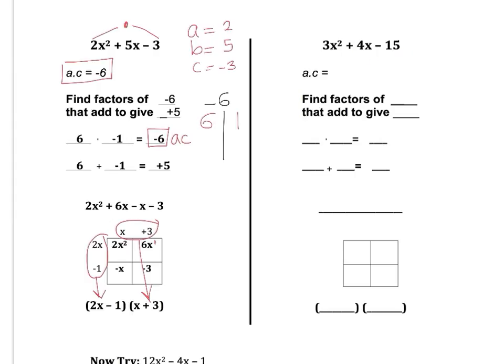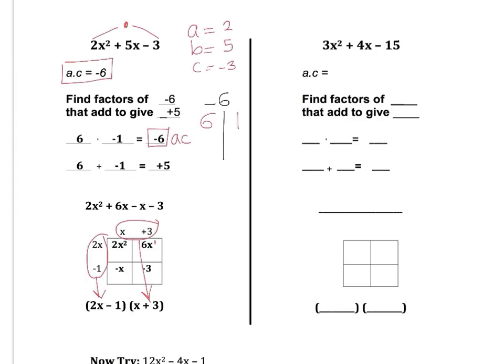So let's see, should I use the box method? Let's check. I have 3 terms. The x squared has a coefficient of 3, so yes, I can use the box method. Now this method works for any trinomial that has a coefficient in front of the x to the power 2, that has an a that's different from 1.